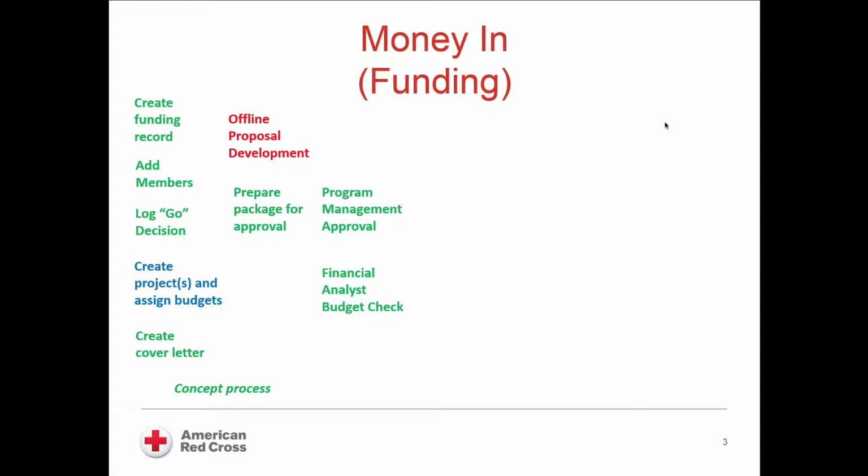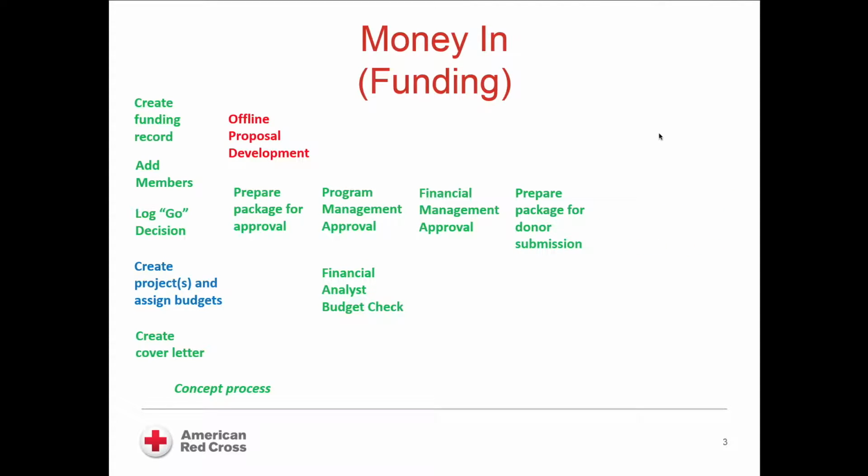So once the program approver has approved, and on the side the financial analyst has clicked the button that says that the budget is okay, then it goes to the finance approver, who looks at it, approves it, and then it comes to the part where the donor liaison gets involved. And I want to spend a few minutes talking about what happens there.